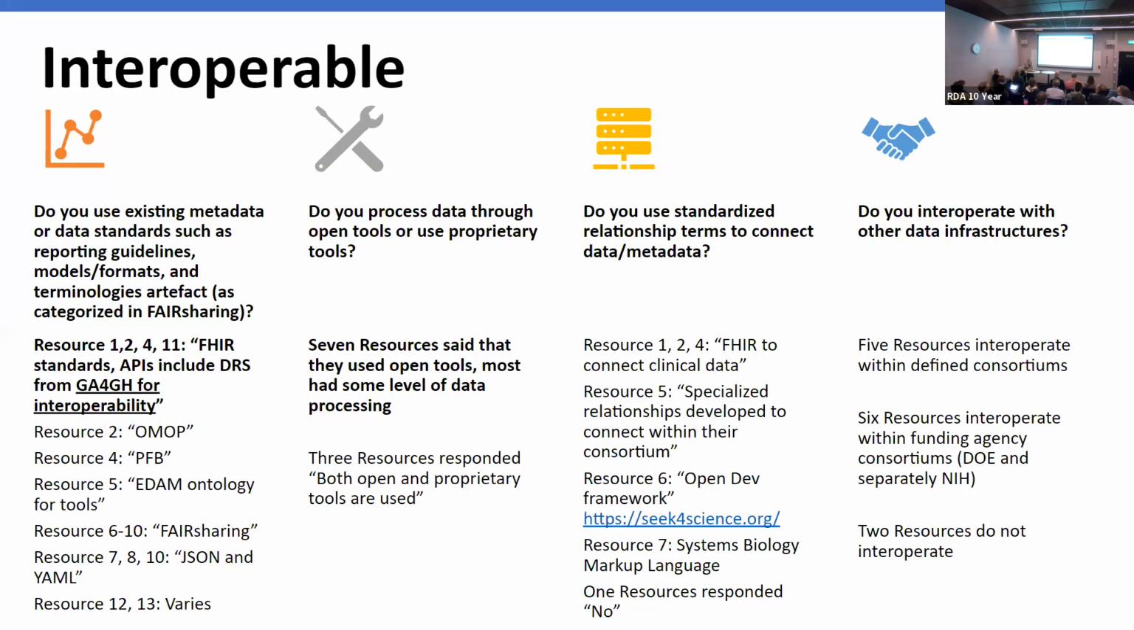We asked about interoperability. So this is a really fascinating number of responses, and you'll see the questions on the top. For example, we asked the infrastructures about data standards and metadata, guidelines, terminologies. Are they using FAIR sharing? And for the most part, yes, people are using interoperable metadata and data standards, but it depends on the infrastructure. If you're looking at the more clinical side, it's FHIR, Fast Healthcare Interoperability Resources, APIs. And a number of resources said, we're really looking at the GA4GH standards for interoperability. Others are using other types of models, FAIR sharing, JSON, YAML. So sometimes it just varies, but I think we are starting to see more community-driven interoperability standards.